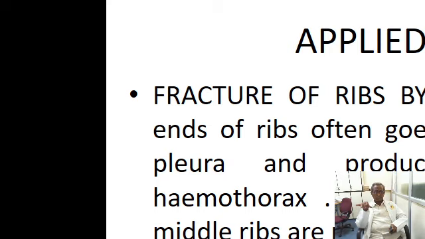This condition is very painful, either pneumothorax or hemothorax, and the middle ribs are most commonly fractured. In indirect violence, by compression of the ribs, they commonly fracture close to their angle and the broken ends slide outwards. So in indirect violence, the broken ends come outwards such that there is no injury to the pleura or the lung.